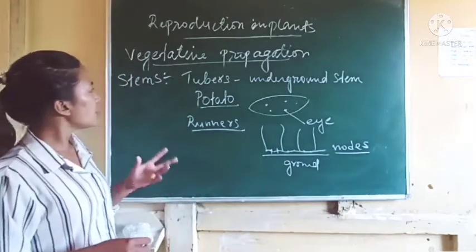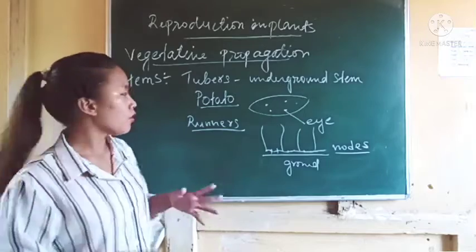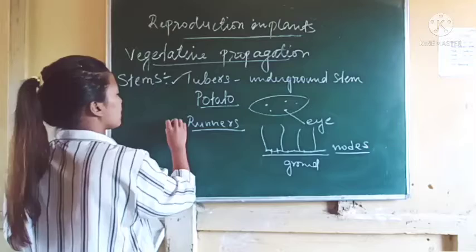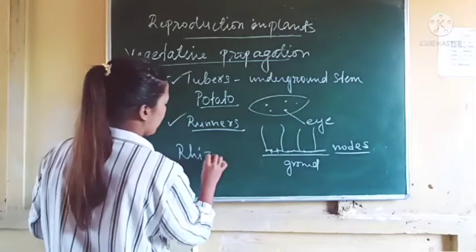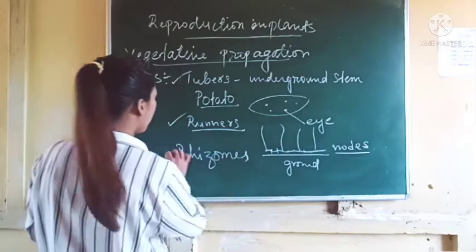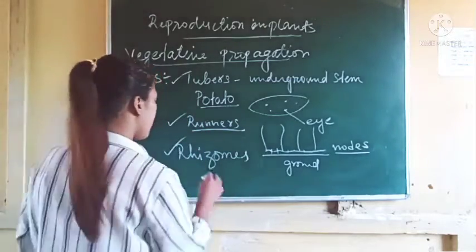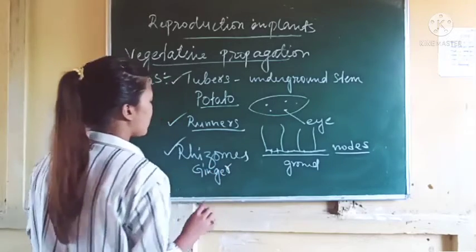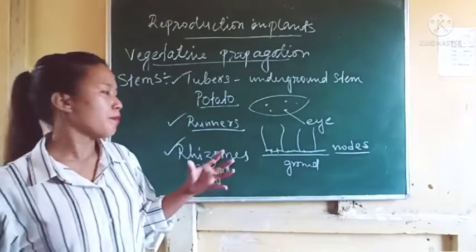Now the next way in which the stems reproduce is rhizomes. We have studied the first one, second, and the third one is rhizomes. When we talk about rhizomes, the best example to understand is ginger. Ginger is also a modified stem to store food.